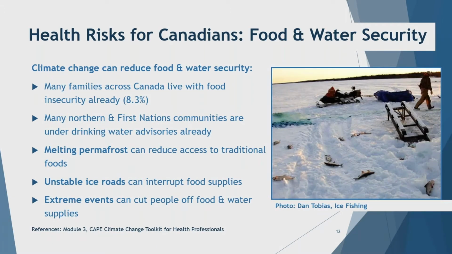So we know that climate change can reduce food and water security. And again, we already know that a number of Canadians live with food insecurity. We also know that a number of Northern and First Nations communities are under drinking water advisories already. And yet we expect with climate change that melting permafrost will reduce access to traditional foods in remote communities, that unstable ice roads might interrupt food supplies in the north, and that with extreme events like the flood in New Brunswick, we can actually get people cut off from fresh food and water supplies.